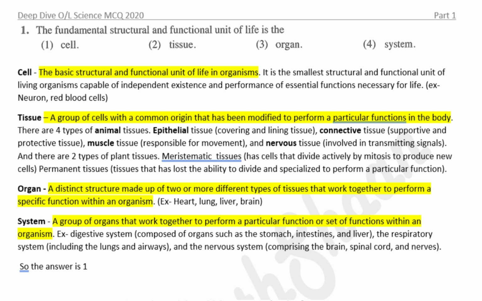Then we get to the answer. The basic structural and functional unit of life in organisms is cell. It is the smallest structural and functional unit of living organisms capable of independent existence and the performance of essential functions necessary for life, like metabolism, respiration, things like that. For example, we can have the neuron, which is a cell, red blood cells. So the answer for the first question is the first option.